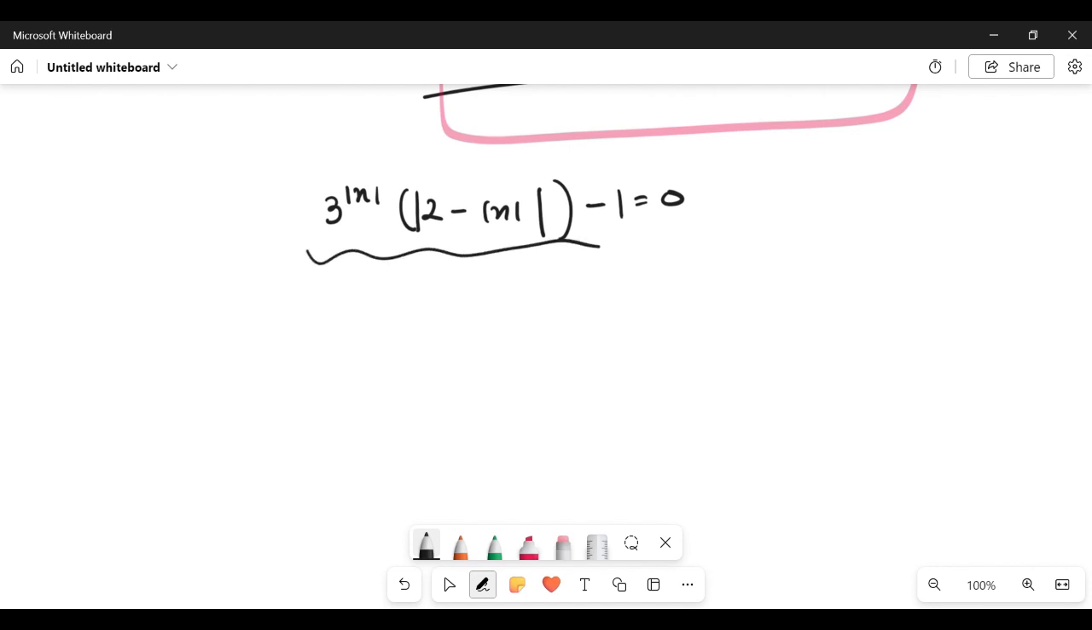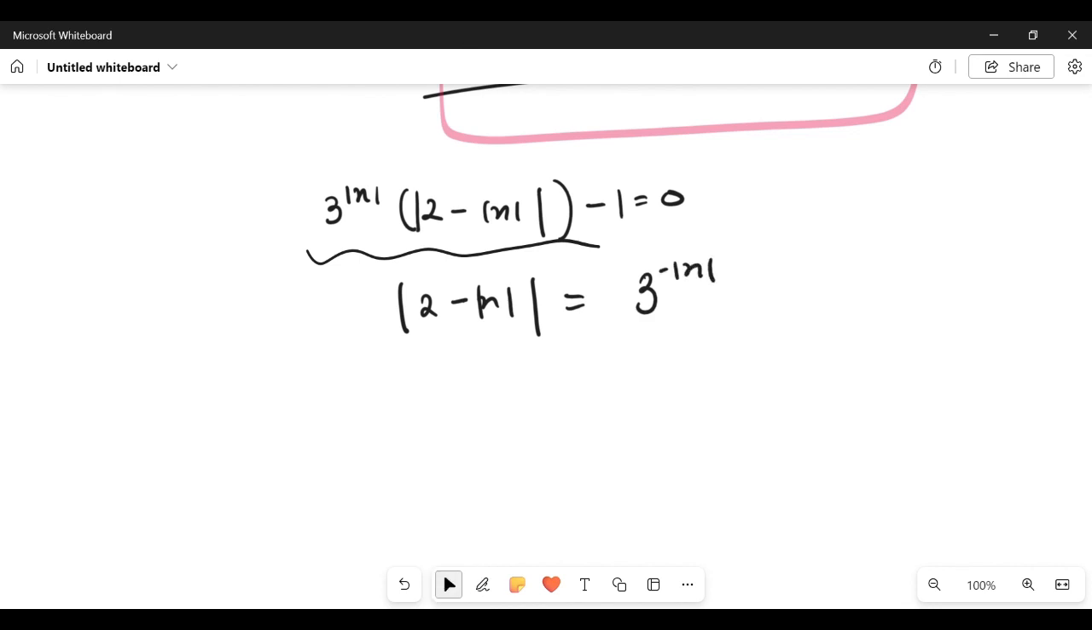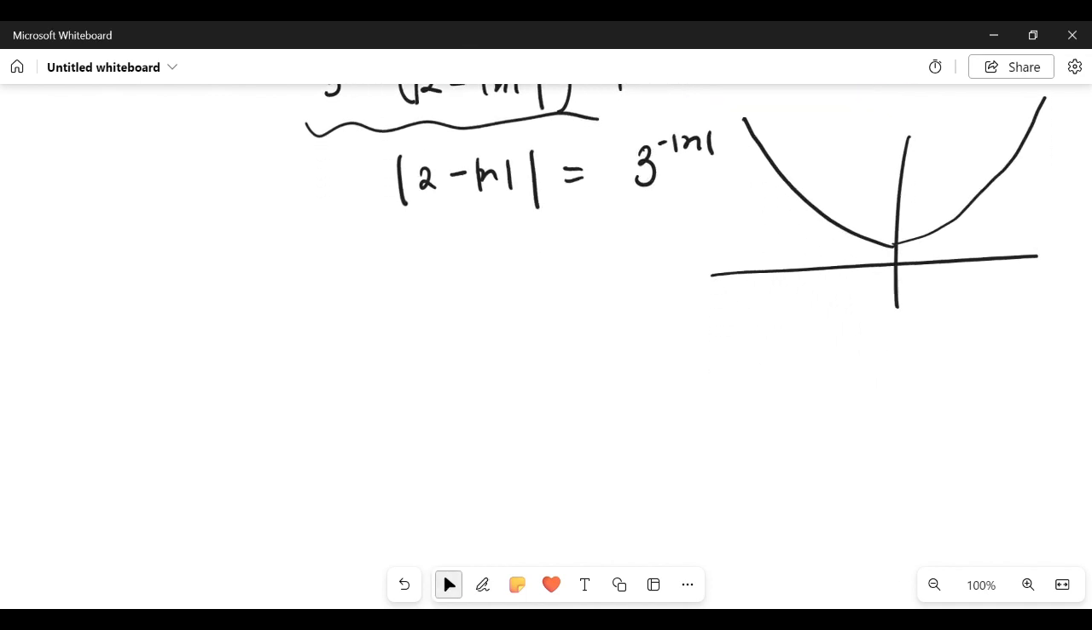Making this graph is quite difficult, right? You can't just equate it to one, right? So the idea here is that you make the graph of this. What is the graph on the RHS side? If we had 3 to the power mod of x, then the graph would have looked like this, right? What about 3 to the power minus mod x?